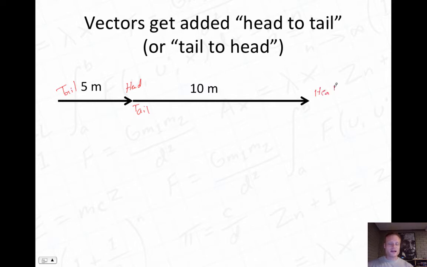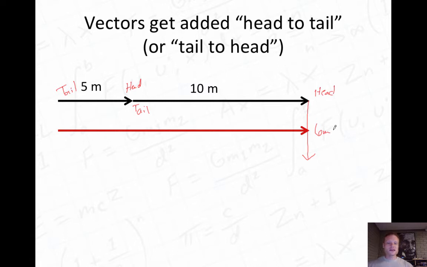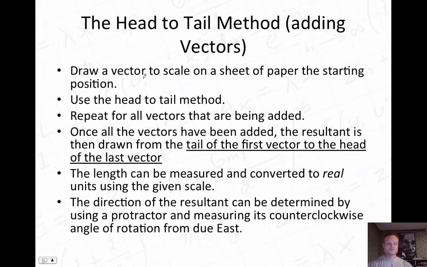Now, if I wanted to add another one, let's say it went down. We'll say it goes 6 meters down. It would go like this, 6 meters down. But I'm just making that up, all right? So basically, this 5 plus 10 meter one would equal this big, long 15-meter vector. This top one is this bottom one, the bottom one is the top one, if that makes sense. And we call that the resultant vector.